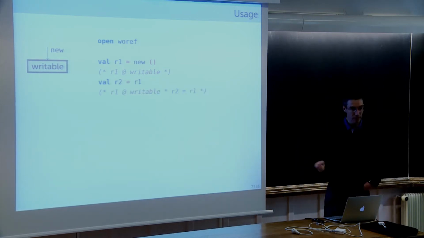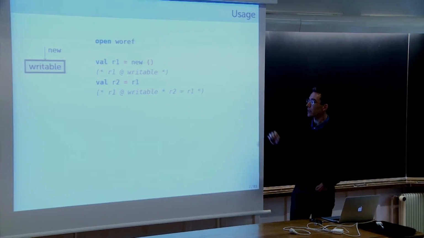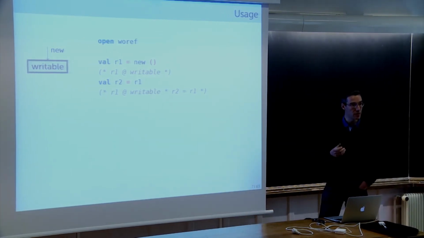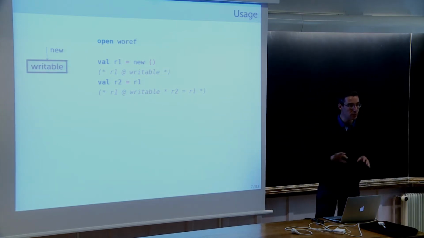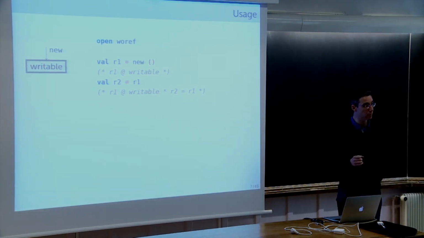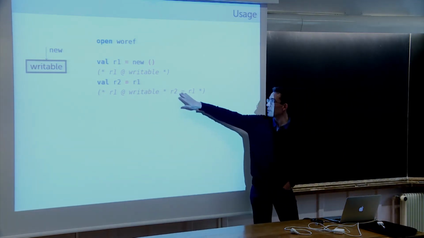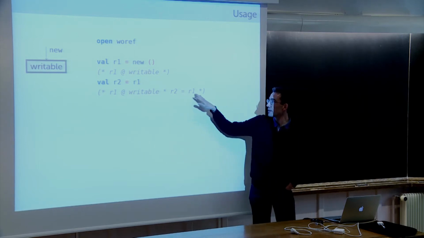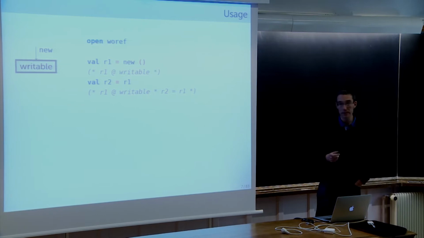We can also give it a new name. We can also call it R2. And so if we do that, then we have two names for the same object. And the type checker must keep track of the fact that it's the same object, because if we were to see this as two different writable objects, then we would be allowed to write twice. So the type checker at this point will know that R2 is an alias for R1, and we still have just one permission to write.